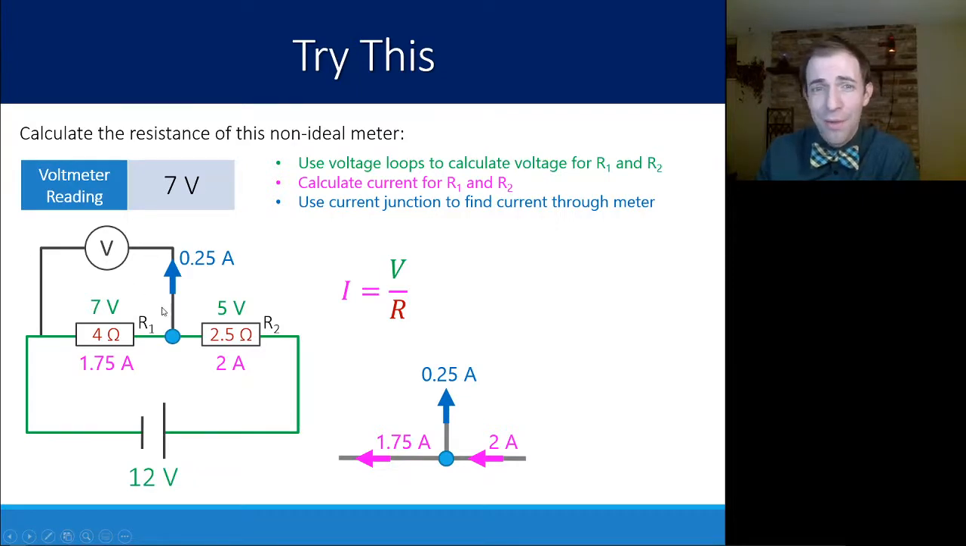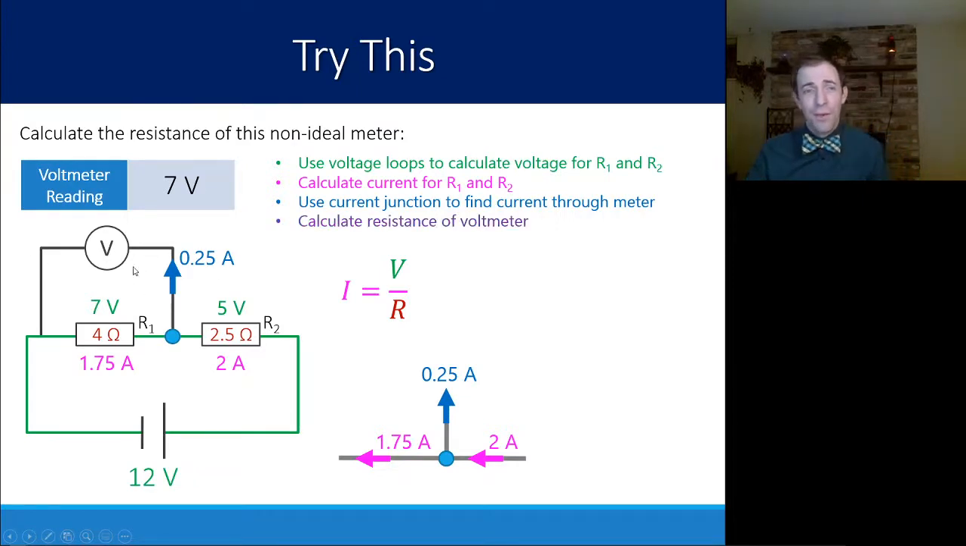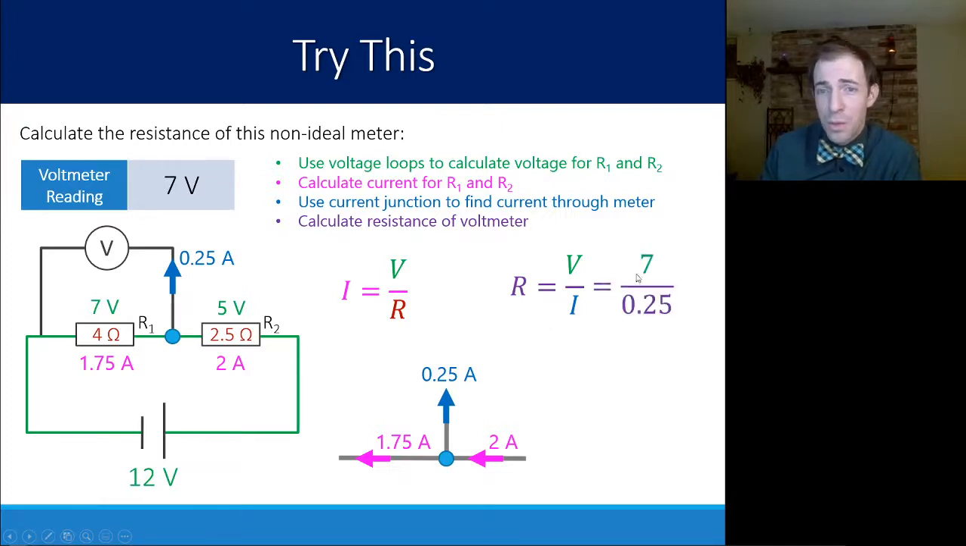All right, that's going to be useful for us because if we know the voltmeter is measuring 7 volts, that's the voltage it has over it. We've got a current going through of 0.25. We now have enough to find the resistance. Voltage divided by current, 7 divided by 0.25, gives us a resistance for that voltmeter of 28 ohms. Again, it's higher, which is good, but it's not infinity, so it is not ideal for that voltmeter. Some of that current is still flowing through it.